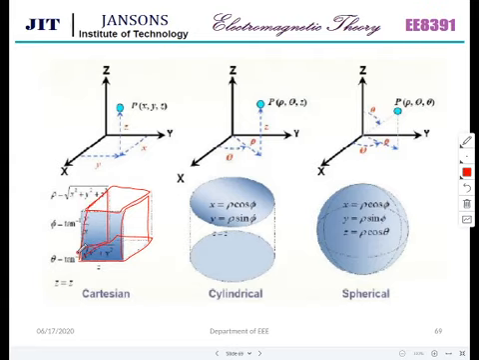Similarly, this is my xz plane. Which are all yz plane? This is y and this is z. So this is yz plane. Clear? So we need to know all these things before we get into this.